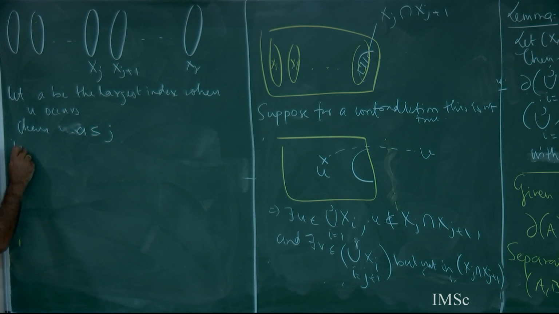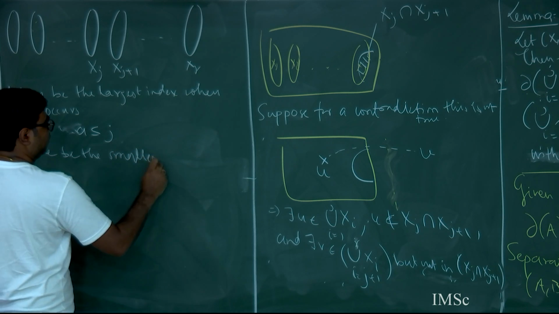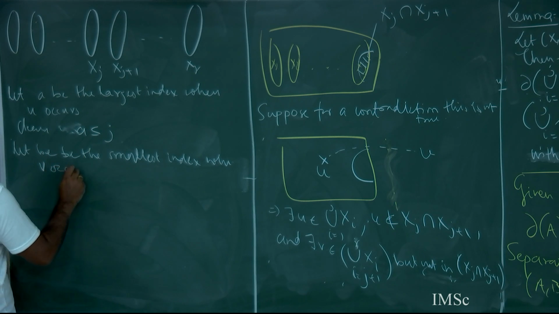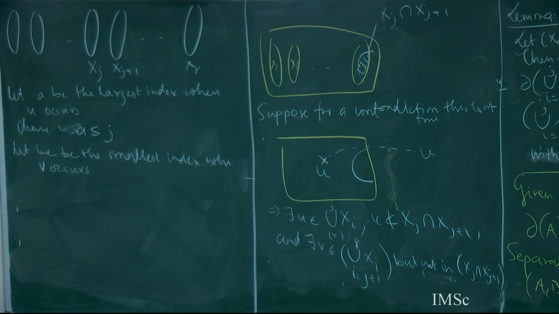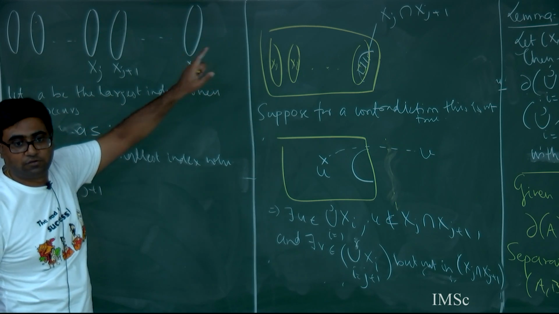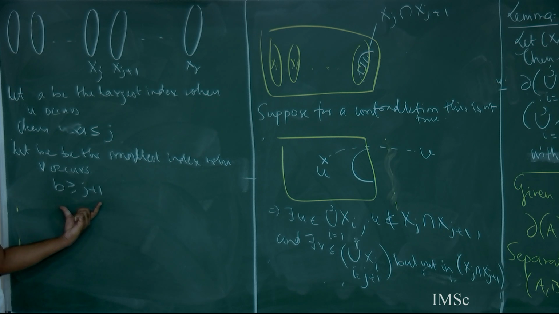And let B be the smallest index where V occurs. Where V can occur, right? B can occur here or ahead. So let B be the smallest index where V occurs. B must be greater than or equal to j plus 1.